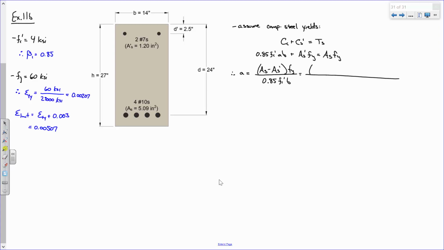So now keep in mind, we're doing the same thing that we did in the last problem, but the values are different. So 5.09 minus 1.2 times 60 KSI, over 0.85, 4 KSI, and then 14 inches.